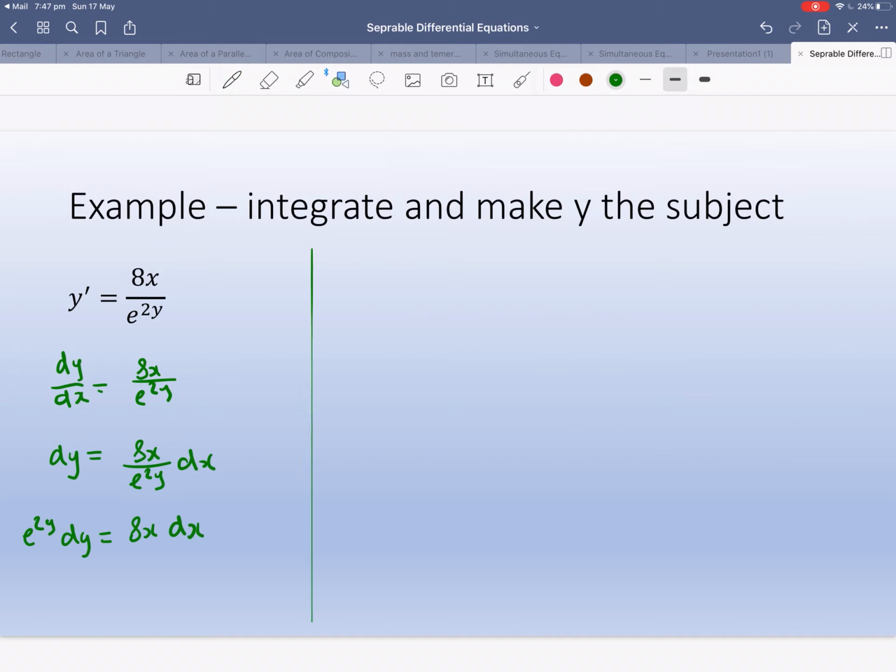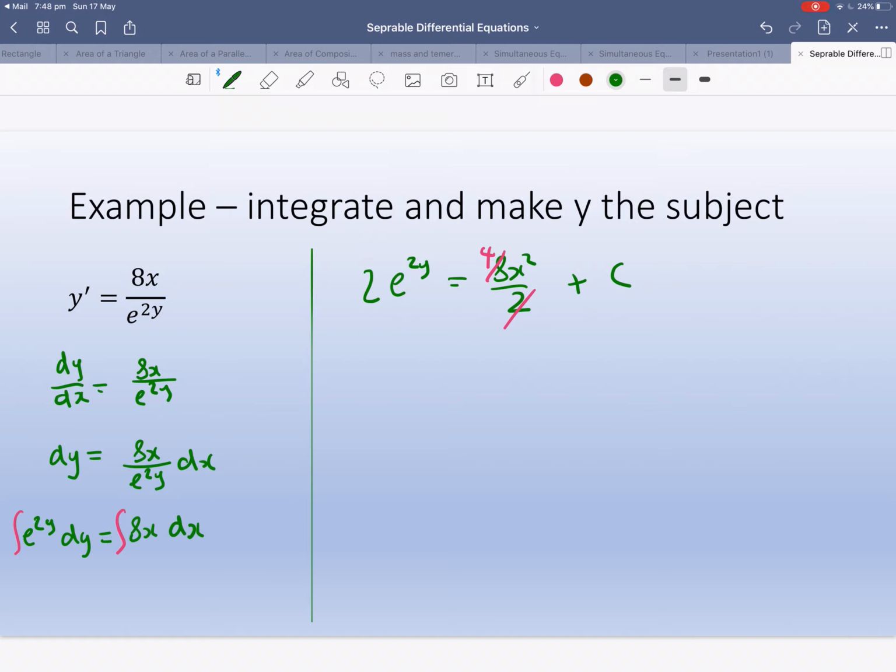All right. And now it's my turn to integrate both sides. The integral of an exponential is going to be itself, and I'm going to multiply it by 2 because that's the derivative of the exponent. And the right hand side is simply going to be 8x squared on 2 plus c. So obviously that's going to go down to a 4.